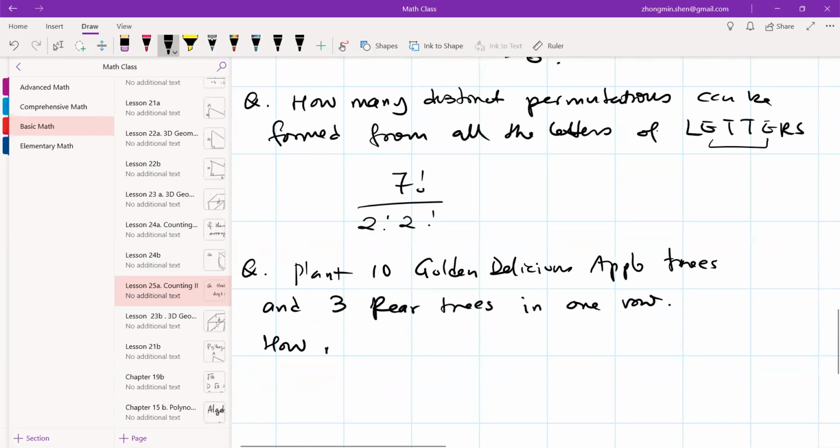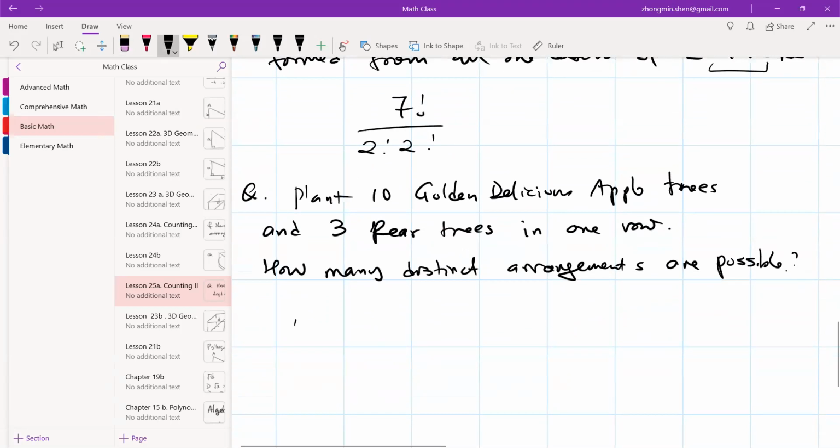13 factorial. A typical example is apple tree, apple tree, apple tree, apple tree, apple tree, 5, then you decide to put the pear trees, then apple tree, apple tree, then P. 1, 2, 3, 4, 5, 6, 7, 8, 9, 10. So this is one of the possible patterns. My question is, how many different possible distinct arrangements?